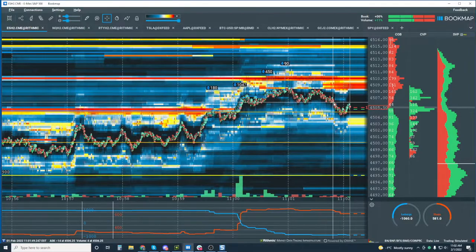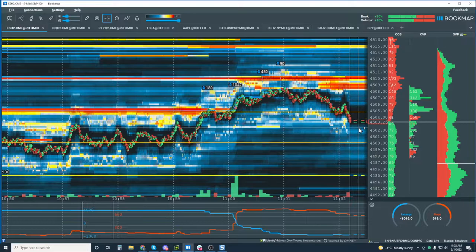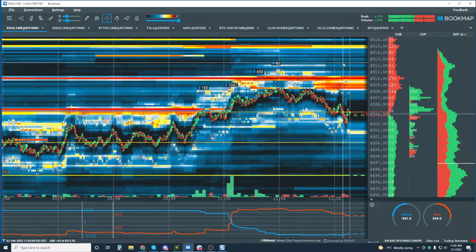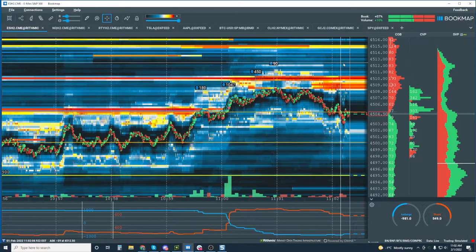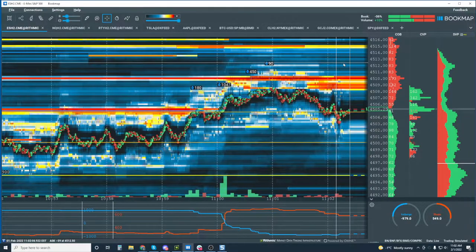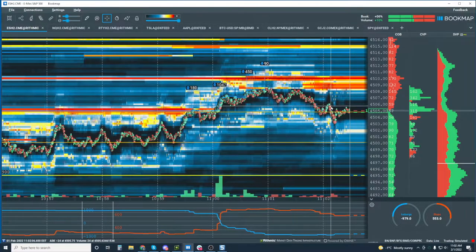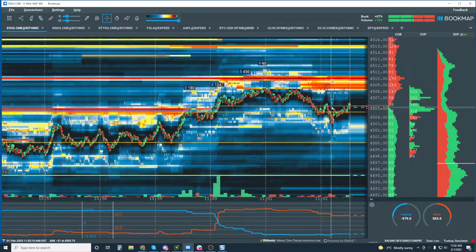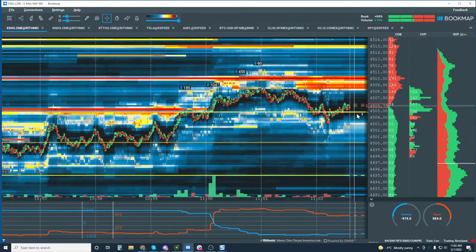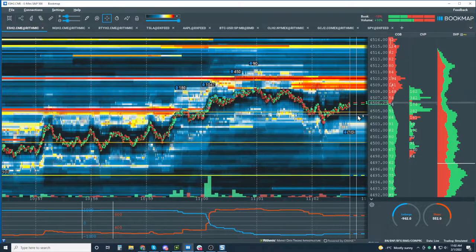Okay, here's a pullback here. Here we go. Sellers should be able to hit it and drop it down to 02 and 05, 4,500 here. At least a test down into those areas. Okay, low volume pullback. Now, I wouldn't look for this move to 4,500 until we get sellers back down around 04 here.